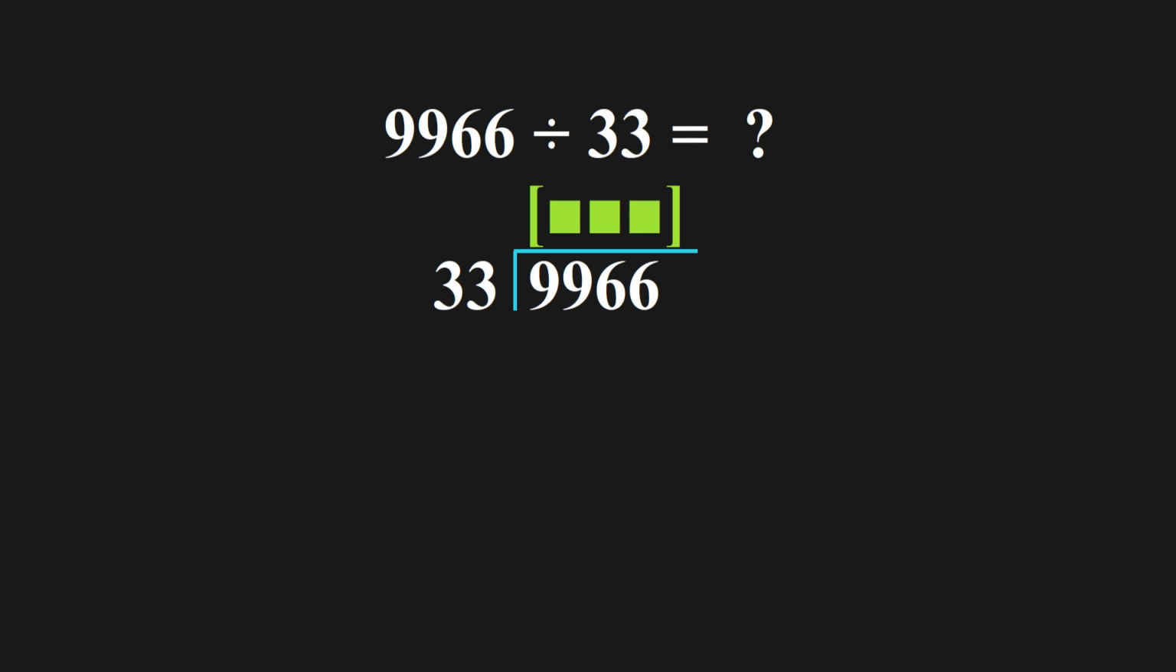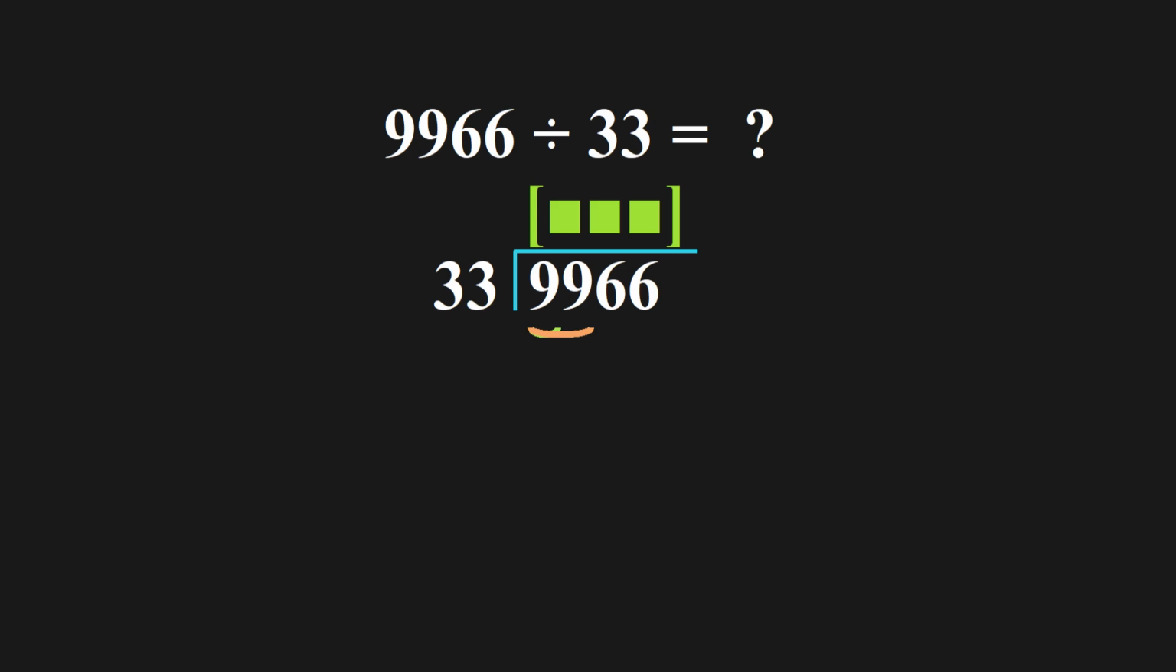Let's look at the first digit of our number inside the house. Is this 9 big enough for 33 to fit inside? In our case, we found that 33 is larger than 9. So we must take the next digit too.